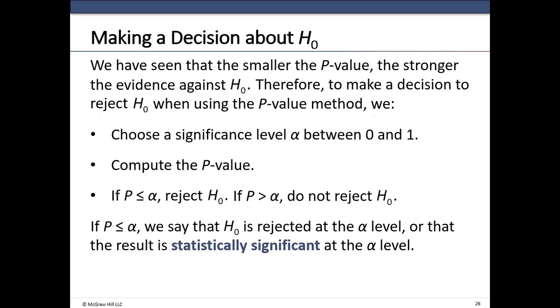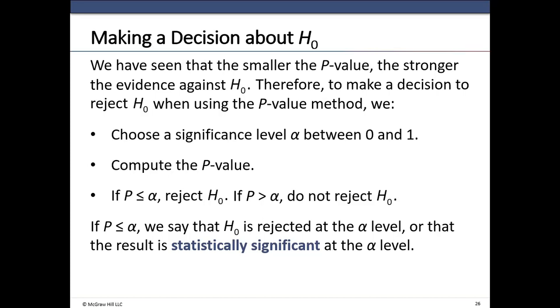We have seen that the smaller the p-value, the stronger is the evidence against H0. Therefore, to make a decision to reject H0 when using the p-value method, we choose a significance level alpha between 0 and 1, usually 0.05. Remember, significance level is the maximum probability of rejecting H0 when it is true. That means we should not have rejected, but we made the wrong decision.